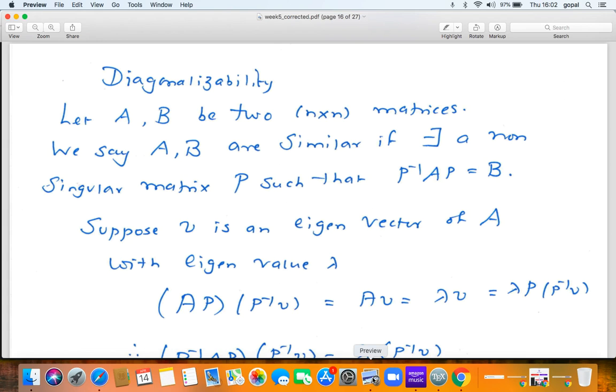If A is similar to B and if B is similar to C, prove that A and C are similar. So the similarity relation is a transitive relation.